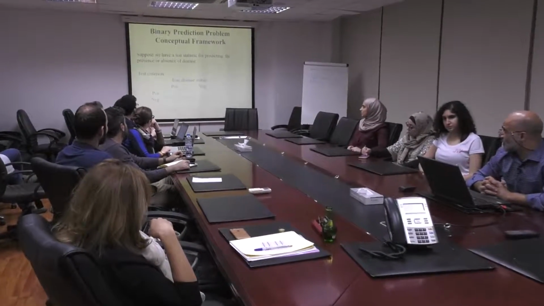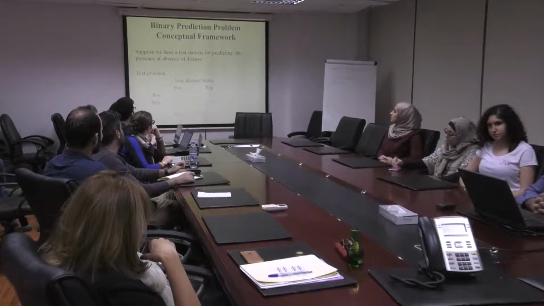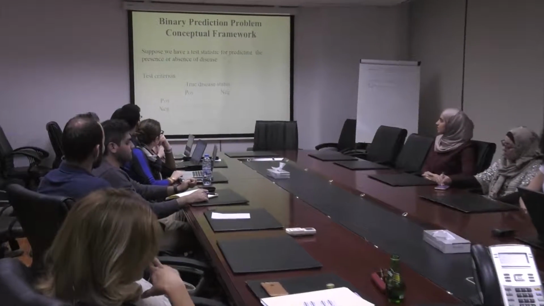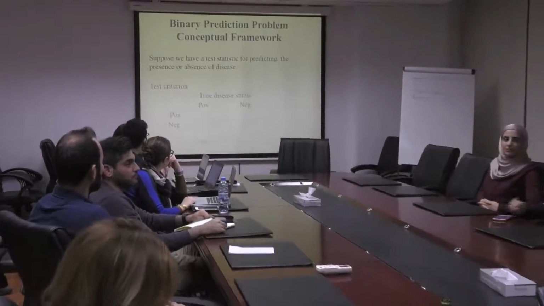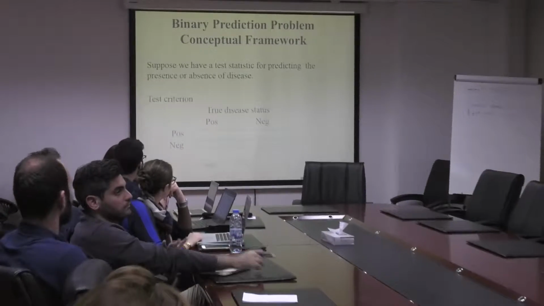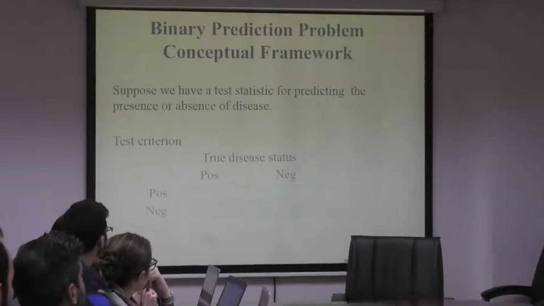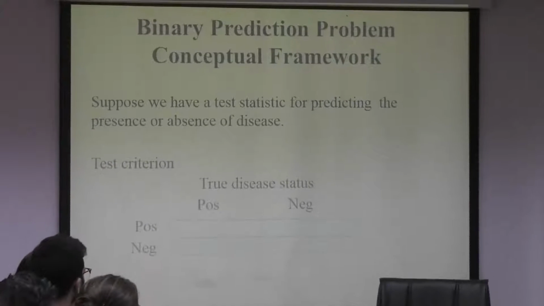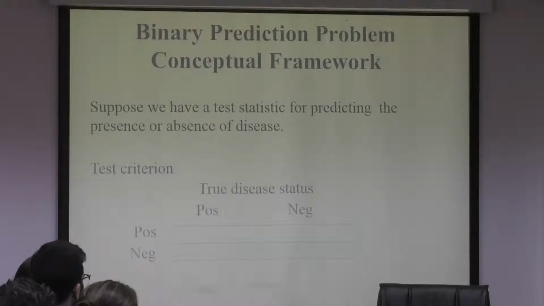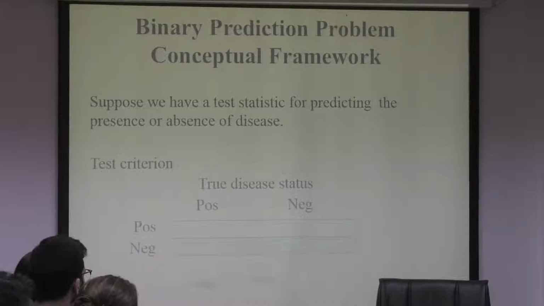So binary prediction problem, conceptual framework. Suppose we have a test statistic for predicting the presence or absence of a disease, right? This is definitely the sensitivity specificity, which you know, but I would like to highlight it in this presentation. So we have the true disease status, whether positive or negative, and we have whether the test turns out to be positive or negative.